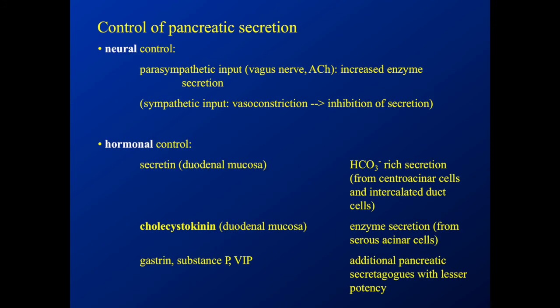The control of the pancreatic secretion is both neuronal and hormonal. Neuronal control is by the parasympathetic input via the vagus nerve and cholinergic receptors, and this increases enzyme secretion. Sympathetic input causes vasoconstriction, and that inhibits secretion by lowering the blood supply. For hormonal control, secretin, produced by the duodenal mucosa, stimulates bicarb-rich secretions, and cholecystokinin from the duodenal mucosa as well stimulates enzyme secretions. Gastrin, substance P, and VIP additionally cause secretion of pancreatic secretions, but these are less potent than secretin and cholecystokinin.